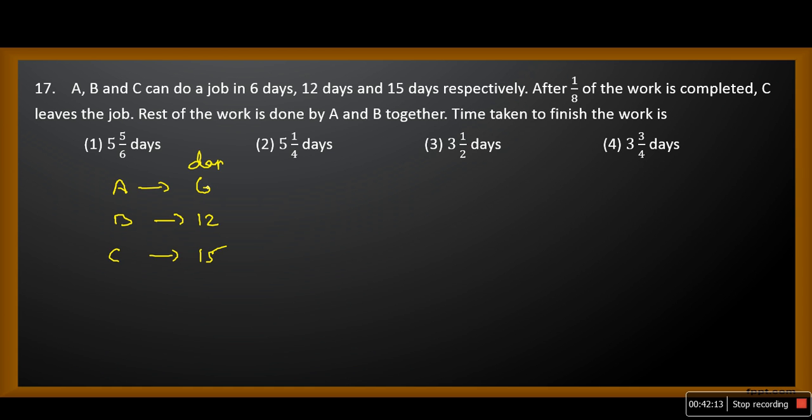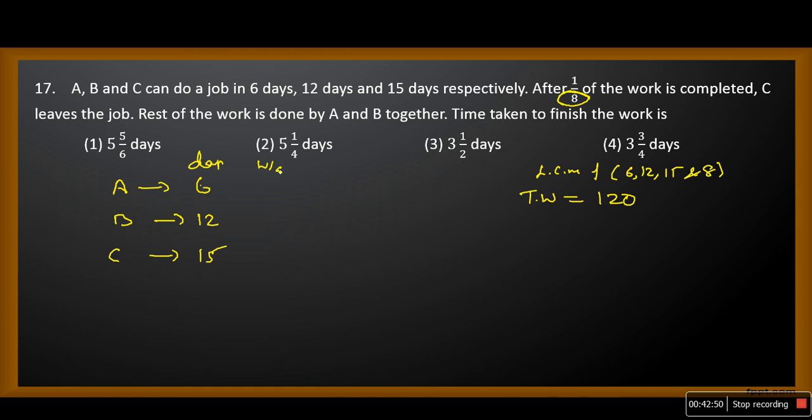Assume the work equals the LCM of 6, 12 and 15, and also 8, because the fraction 1/8 is given. Assume the total work as 120 units. I'm including the fraction's denominator here to avoid complication, so I'm taking the LCM of 6, 12, 15 as well as 8, which is 120.